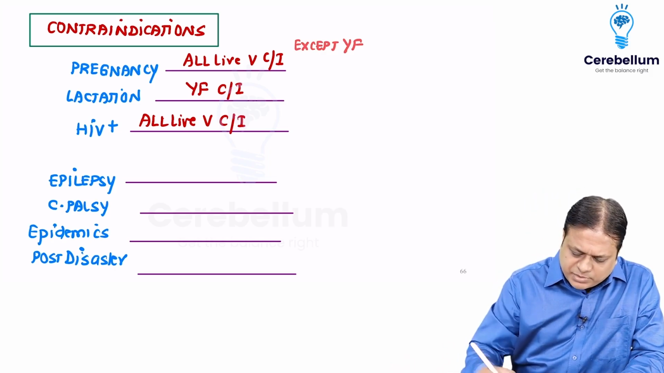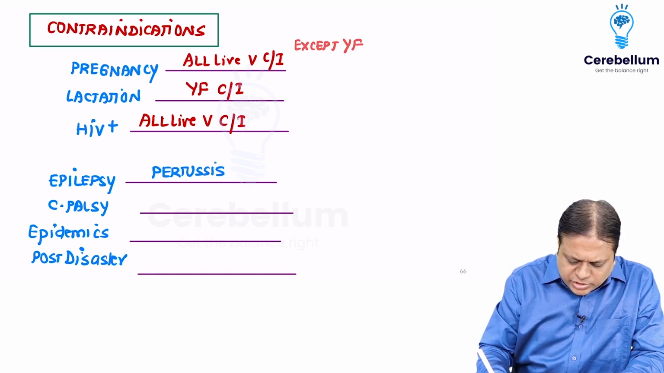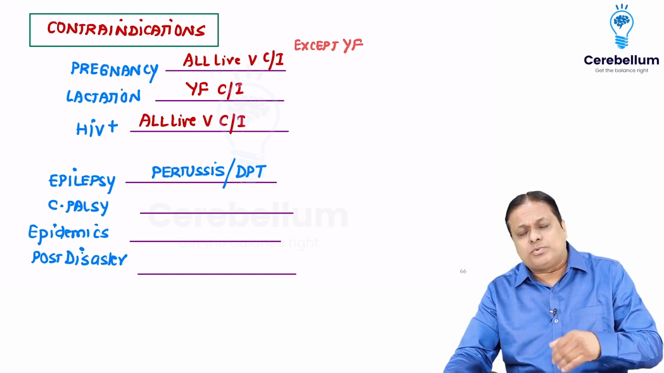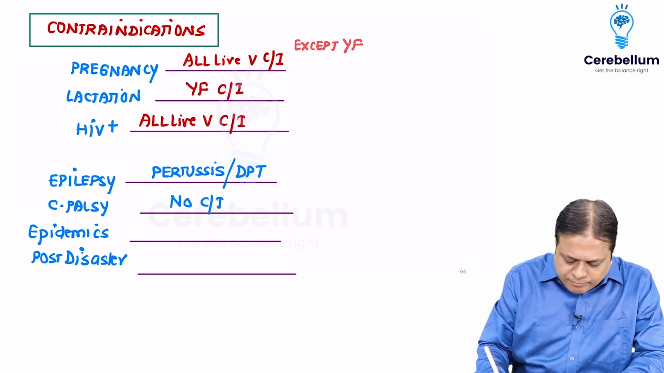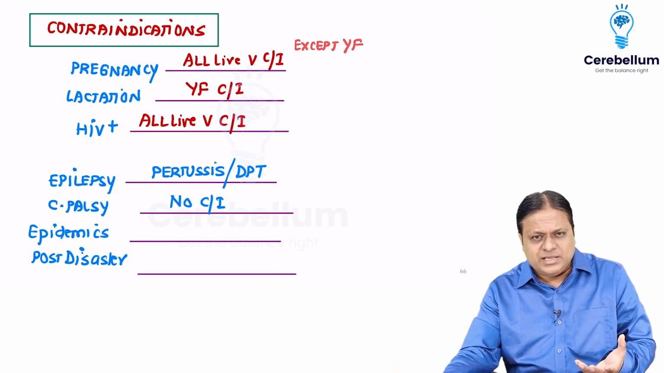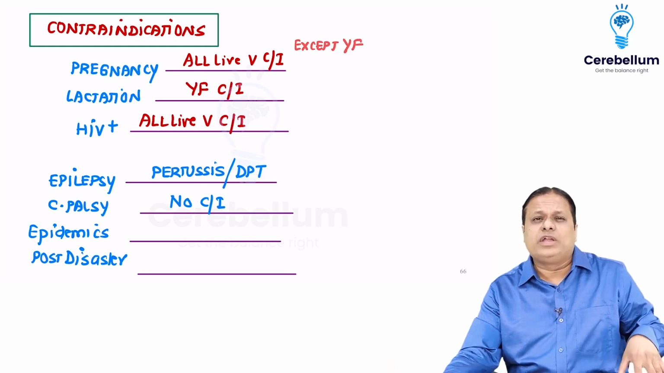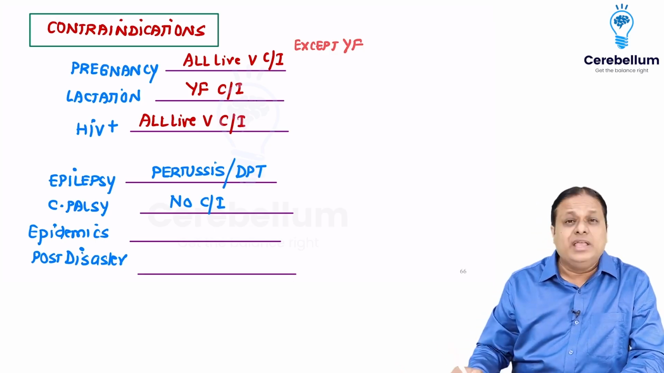Epilepsy, pertussis. If pertussis is not in the choice, we actually give it as a combination in DPT in our country. Cerebral palsy is a non-progressive neurological disorder. There is no contraindication. Please remember, generally, diarrhea is not a contraindication for any vaccine. Even malnutrition is not a contraindication for any vaccine. And when we look at fever, then typhoid and COVID vaccines are contraindicated.